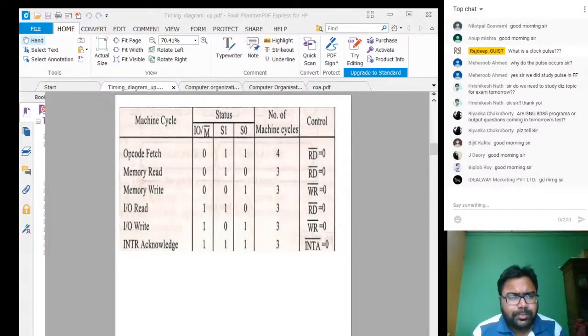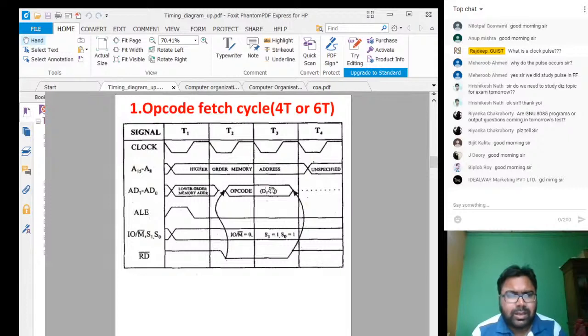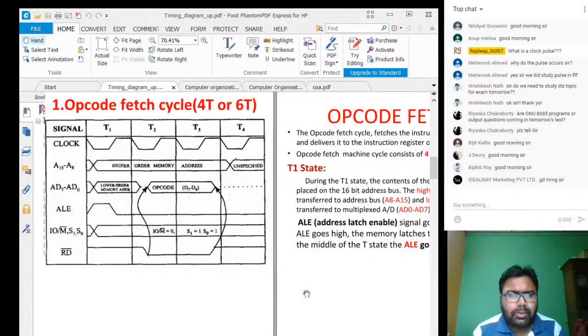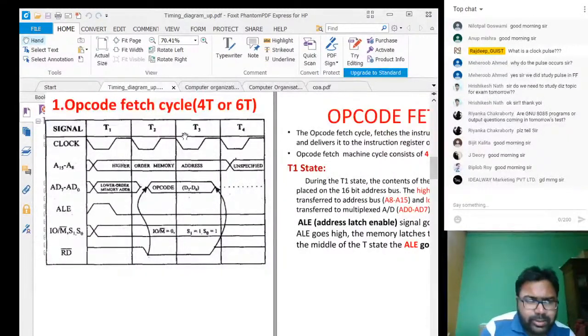So we will see what happens in each of the cycles. Please try to remember the sequence also, it is very essential. So here comes the first, the opcode fetch cycle. So first we will go through the operations that are happening, and then we will try to relate it with the diagram.